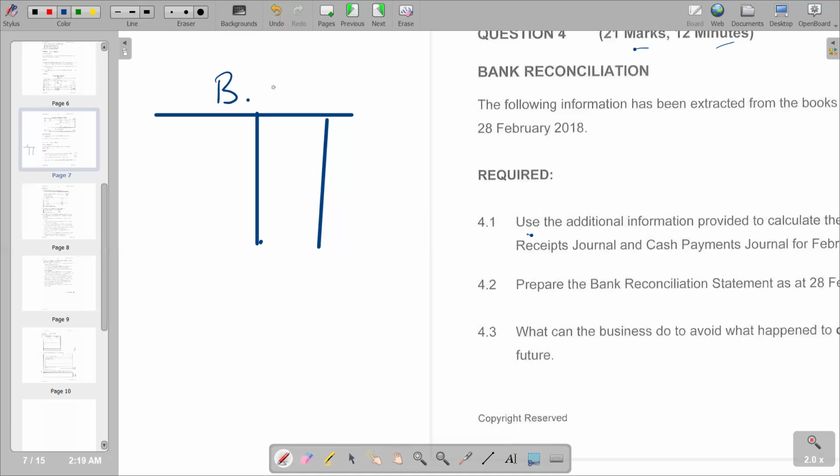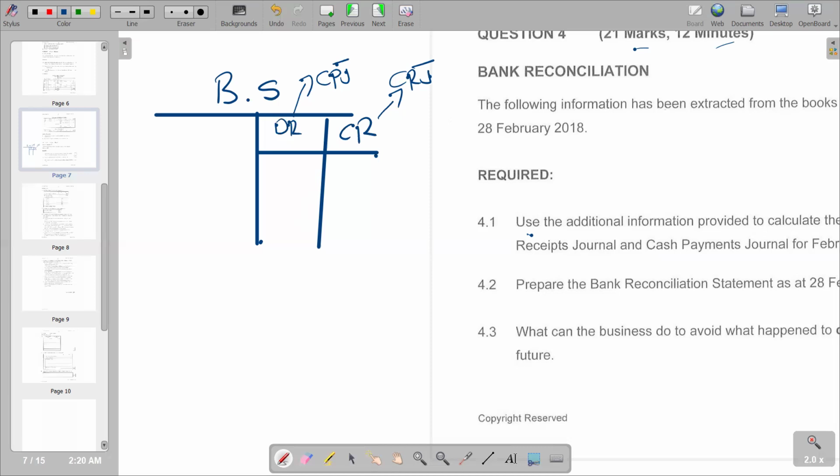This is our bank statement, and we are saying this is our debit side and this is our credit side. So what we are going to do is the debit side of the bank statement should see transactions on the cash payments journal. And then the credit side should see transactions that we see on the cash receipts journal. So this is what we have.